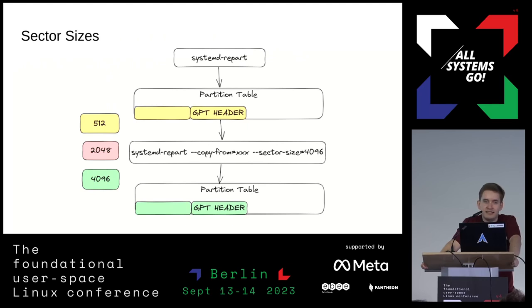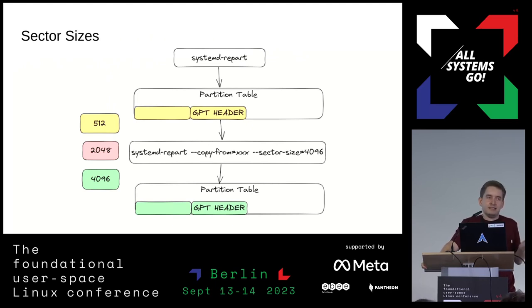Leonard had this crazy idea, well, I mean, crazy, I don't know, maybe it works, right? To start adding multiple GPT headers to the image so that regardless of what the sector size is, it will work. But this also means that if you start modifying the partition table, then you really need to modify all of those partition tables. And it gets really weird. So we decided not to do that yet.